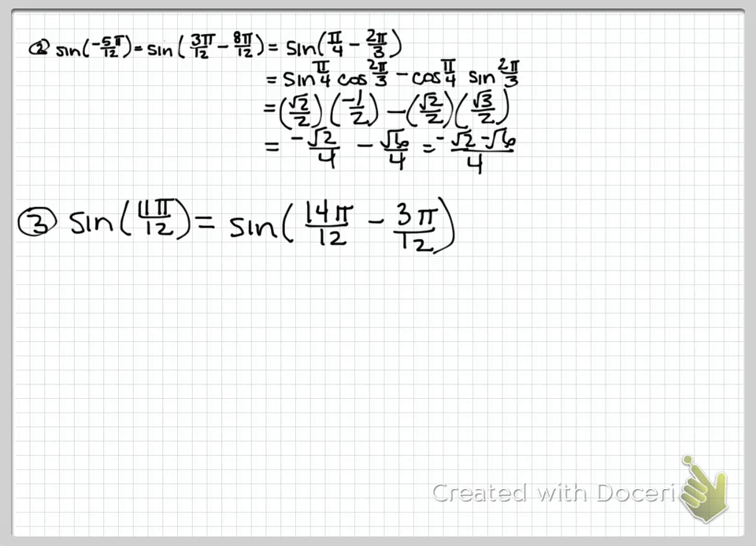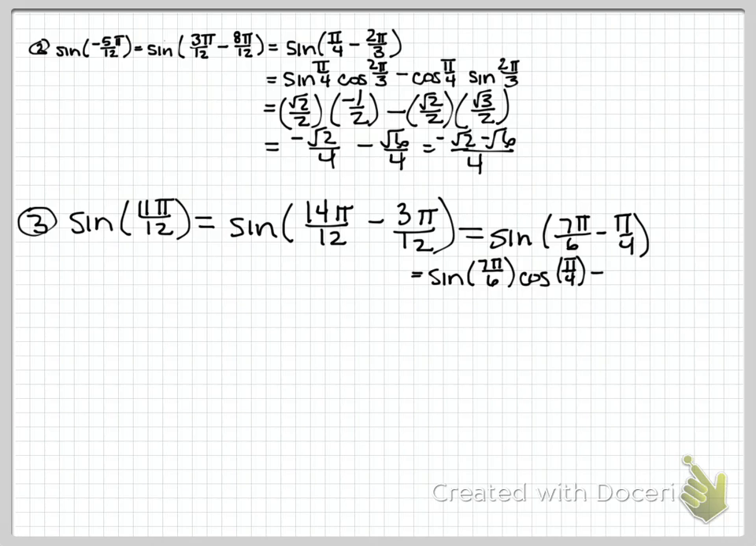Okay, well 14 pi over 12 is just 7 pi over 6, minus pi over 4. All right. So now let's use our formula. So I am subtracting this time, so it's the sine of the first angle, so the sine of 7 pi over 6, cosine of the second angle, minus cosine of the first angle. Oh, that's not a 6. Sine of the second angle.